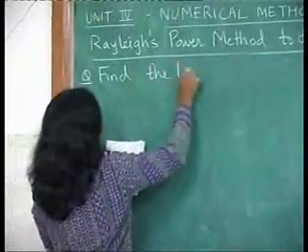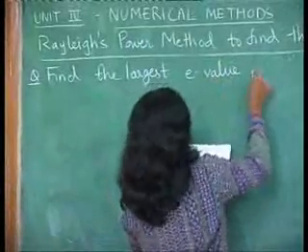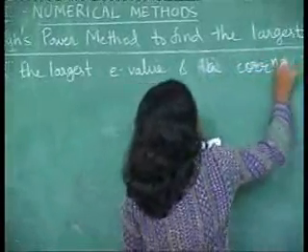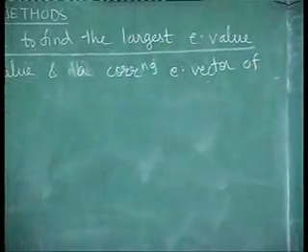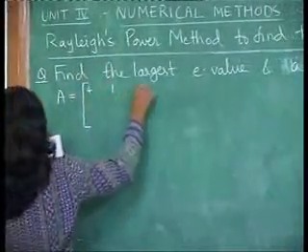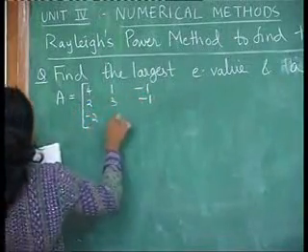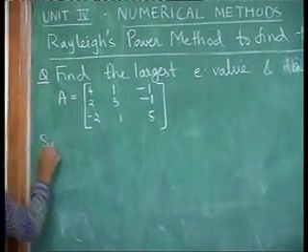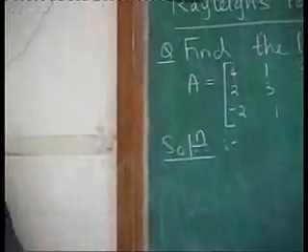Find the largest eigenvalue and a corresponding eigenvector of the matrix A equal to... We are interested in only the largest eigenvalue and a corresponding eigenvector of that eigenvalue.